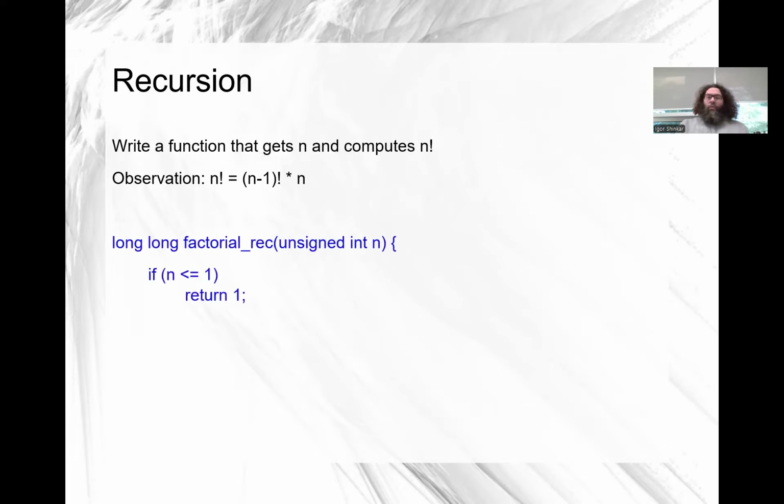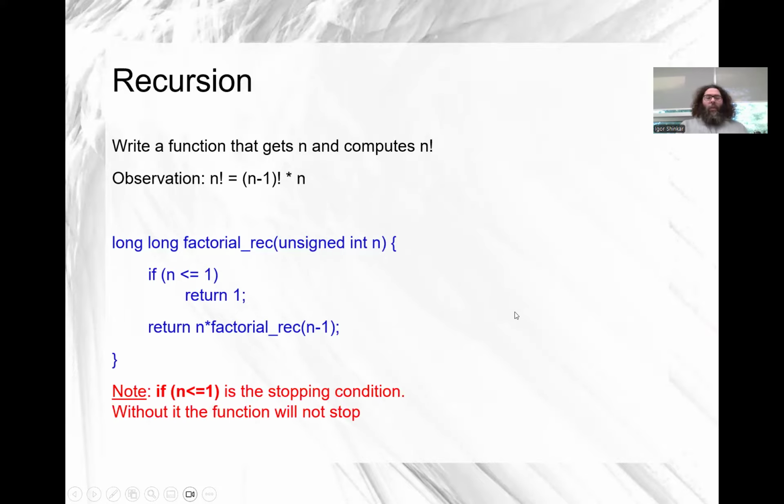So here's how you would write the function factorial recursively. If n is 1 or 0, you simply return 1. And otherwise, you compute factorial of n minus 1 and multiply the result by n. It's a very simple example, but it illustrates this idea that you can call the function from inside itself.